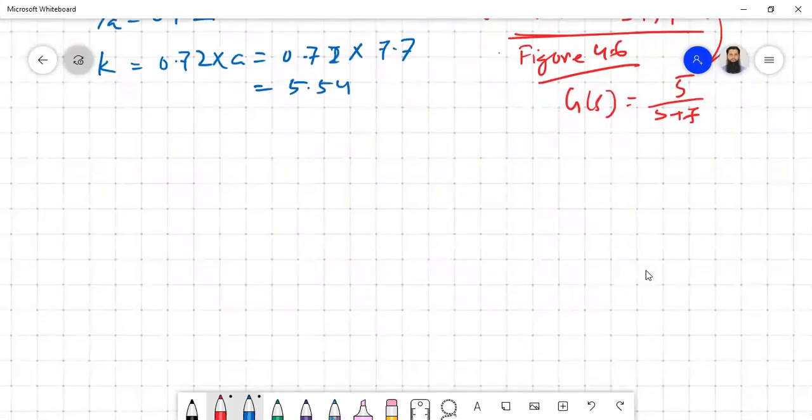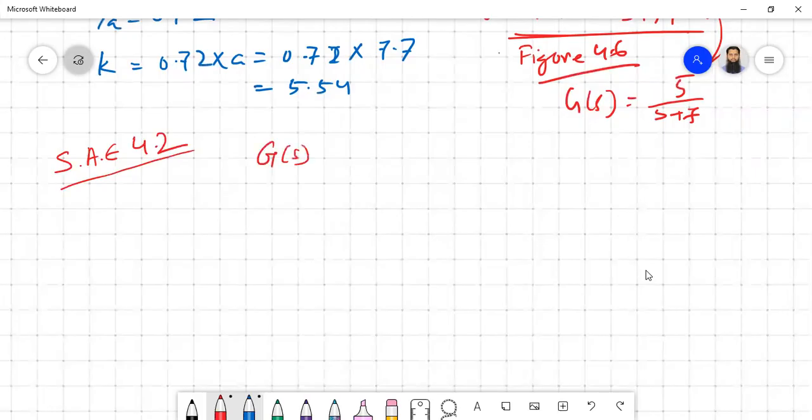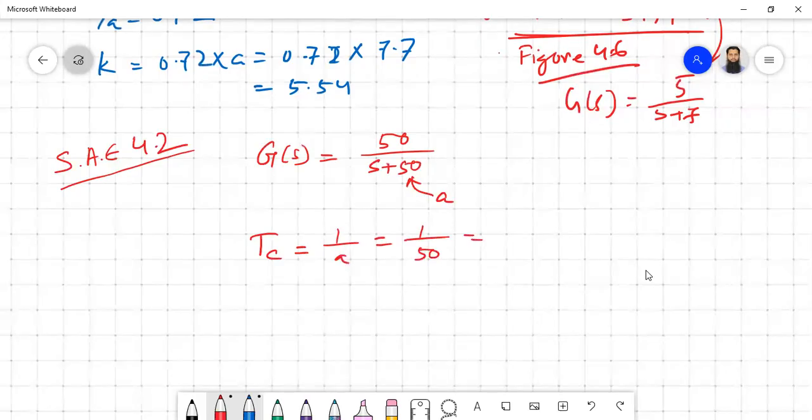Then you have your skill assessment exercise. Skill assessment exercise 4.2 is relatively easier. What they have given you is the transfer function G(s) = 50 / (s + 50). Okay. So basically, this parameter is A. Now what they're asking is to find out the time constant. So the Tc is basically 1 by A, so 1 by 50, which is 0.02.